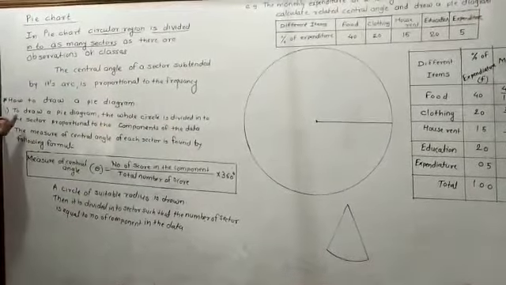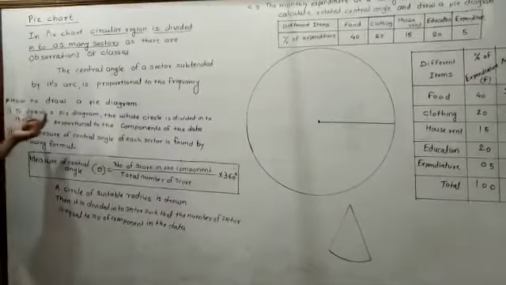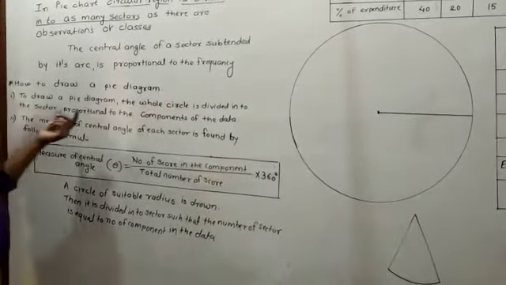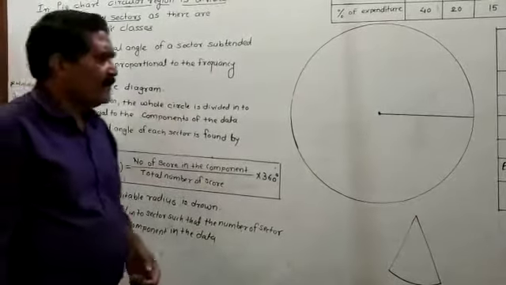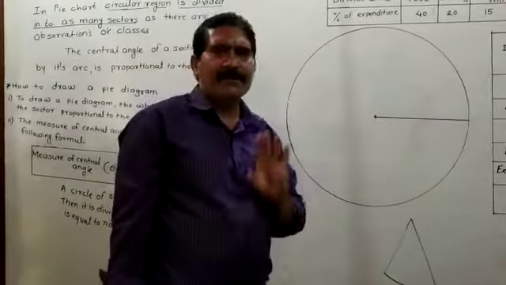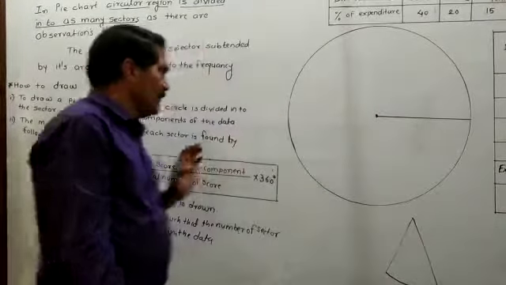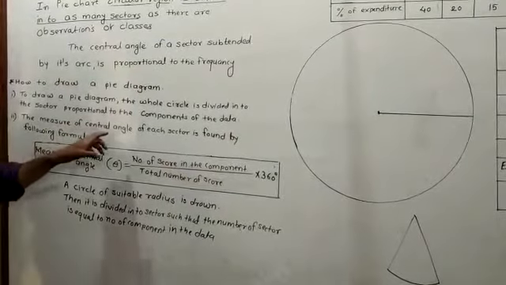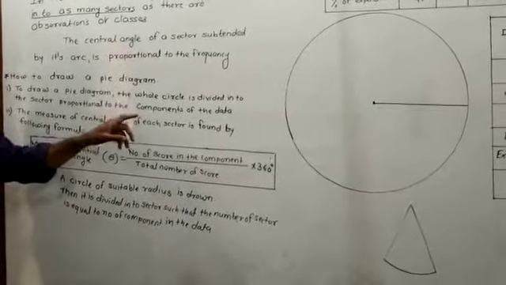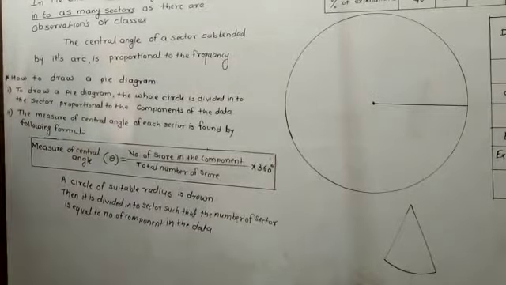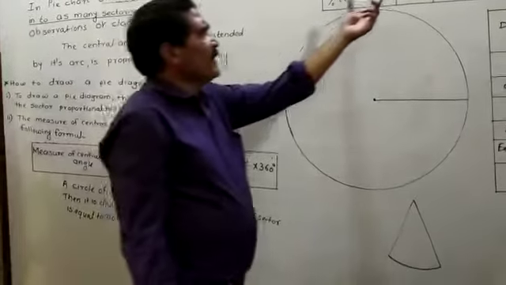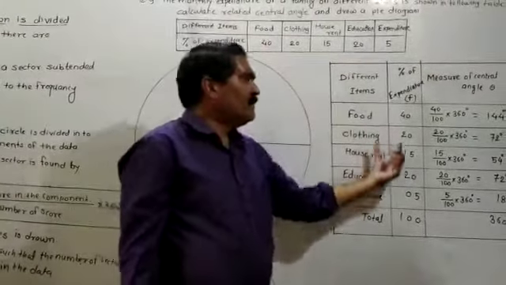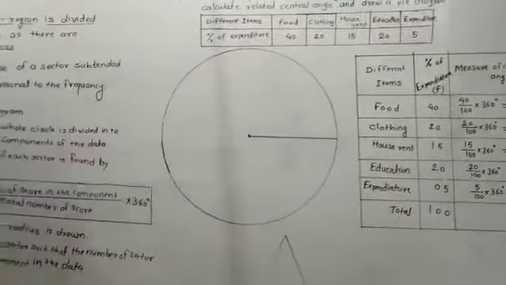For that, I am giving some points. To draw a pie diagram, the whole circle is divided into sectors proportional to the components of the data. Means you have to divide this circle into the different sectors. Already I told these things. Then the second thing is that the measure of central angle of each sector is found by the following formula. Whatever be the given data, you have to find out the central angle of each and every frequency by this formula. What is the formula?